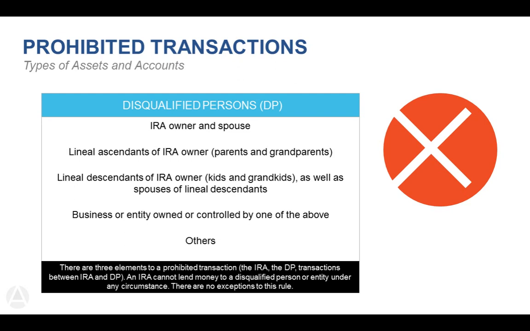Also, you cannot buy any sort of personally owned asset from yourself or any one of these individuals. So if your dad has a rental property, you can't purchase that rental property from him. It has to be newly acquired assets, and you can't be doing any sort of cross-the-table transactions with a disqualified person.